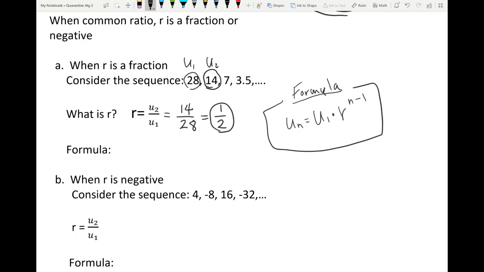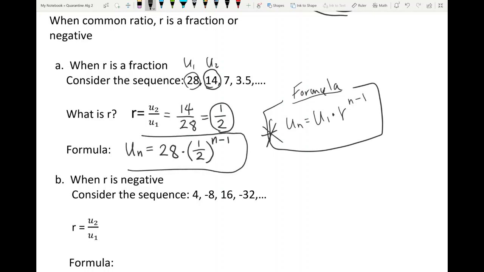So if I were to ask you to write the full formula, it's going to be U sub n equals, right here is the formula, U1, which is 28, times 1/2. I'm going to put it in parentheses because it's a fraction, to the n minus 1. And this will be the formula.